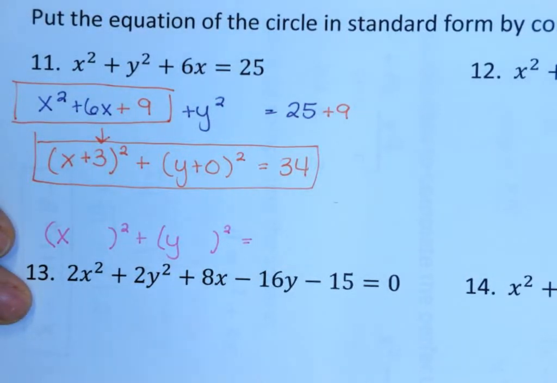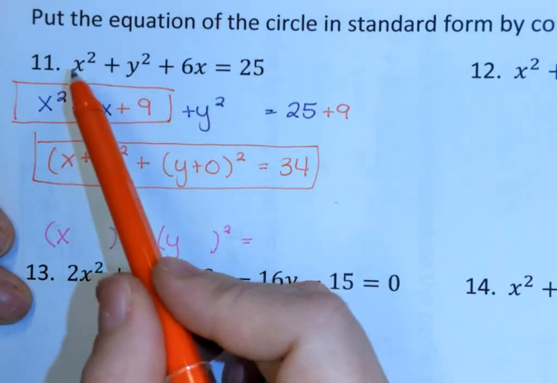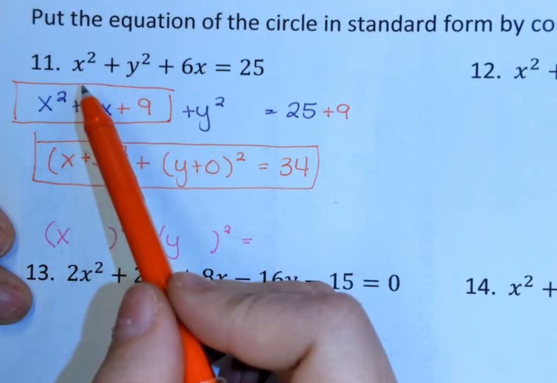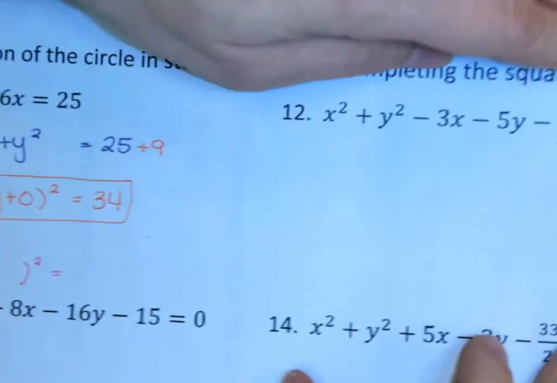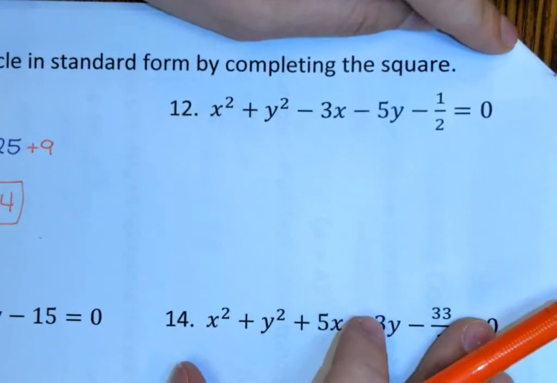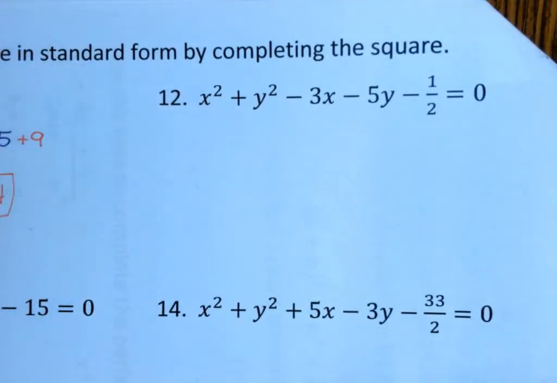Okay? So what we saw here is we had an instance where we just had to complete the square on one variable and knock it out. Sometimes we have a little bit more. So go ahead and write down problem number 12. And ladies and gentlemen, all we're doing today is through problem number 14. That's it.